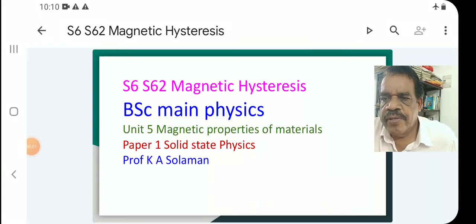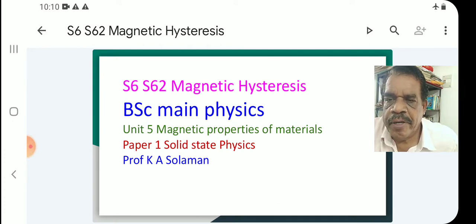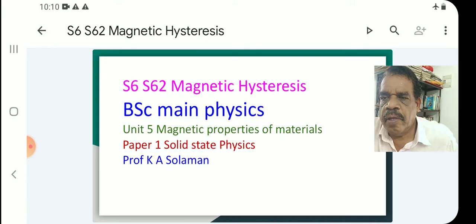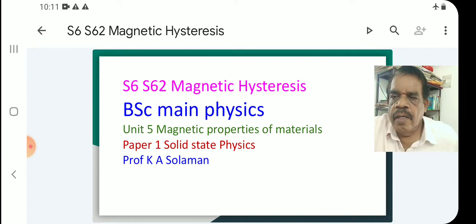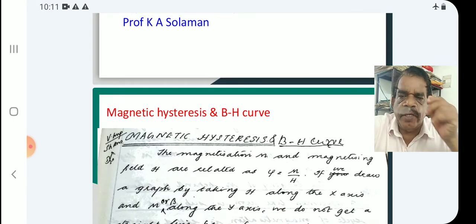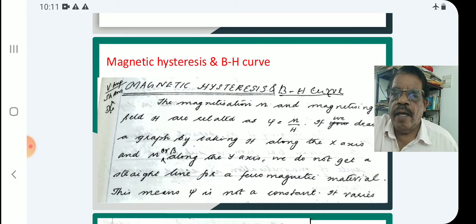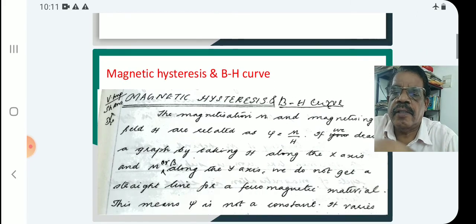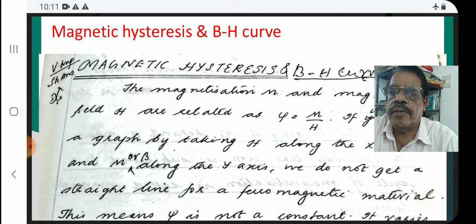Welcome to BSc Main Physics, Semester 6, Paper 1, Solid State Physics, and we are seeing Unit 5, Magnetic Properties of Materials. Today the topic is Magnetic Hysteresis, class number S62, and this is the last topic we discuss in this chapter. So we can see what is magnetic hysteresis and the BH curve, or MH curve we can say. What is magnetic hysteresis? That is the topic we discuss.